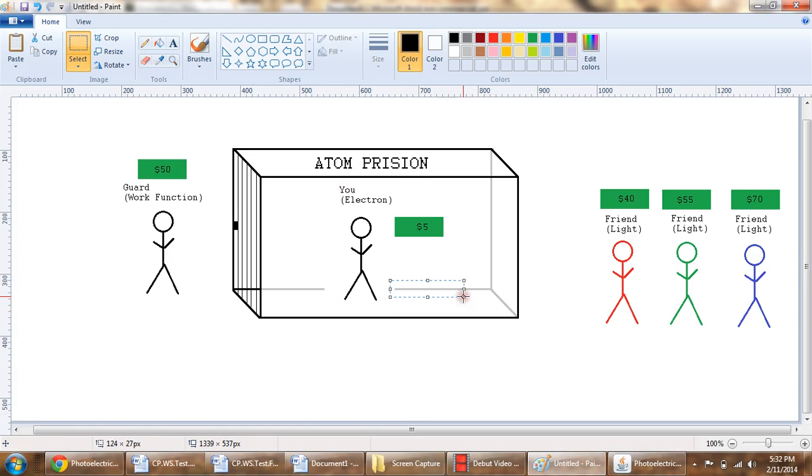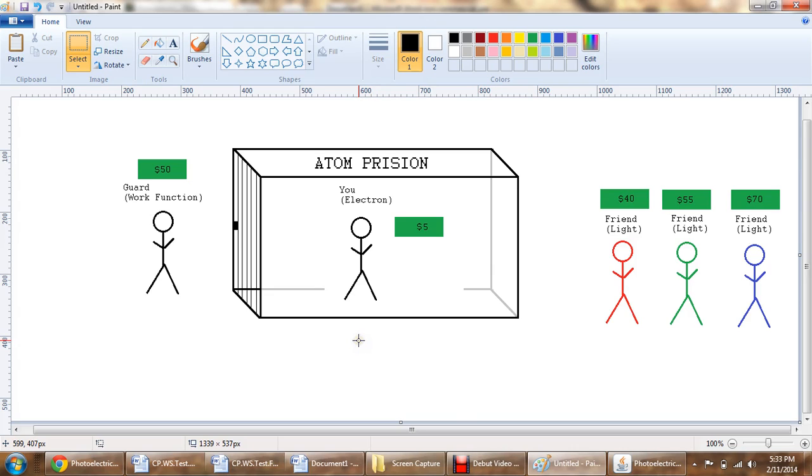As the electron, you have a certain amount of energy. In this case, we're going to use money as the energy. You have $5, and you're in prison. Now, fortunately, the guard outside can be bribed, but he wants $50. He's a little weird in the sense that he only wants $50. If you don't have enough money, he'll turn you away.